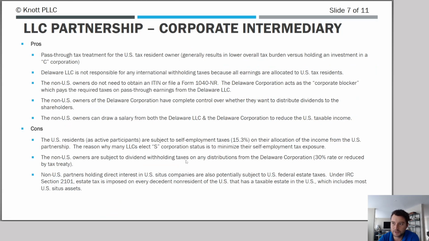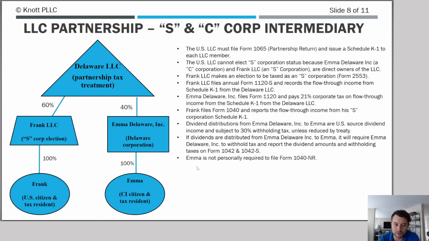Okay, so let's move on to the next one. So you can see we're just adding more and more companies here. Yeah, it's getting more fun. Okay, so this is an LLC that's going to be a partnership, and we have both S corporation and C corporation intermediary entities. Okay, so what are we changing here from the last one?